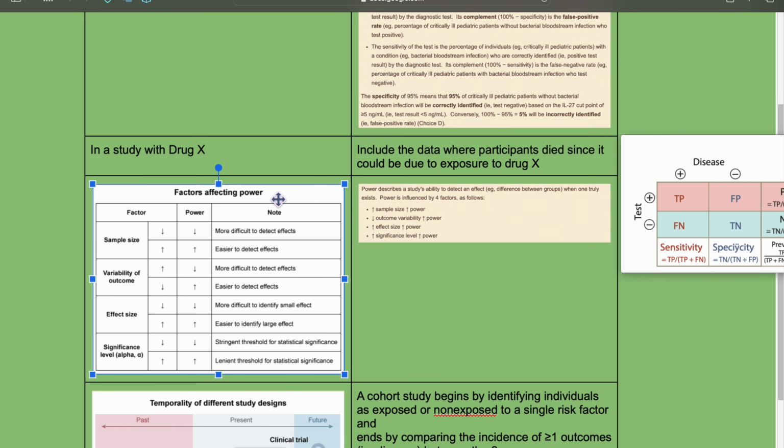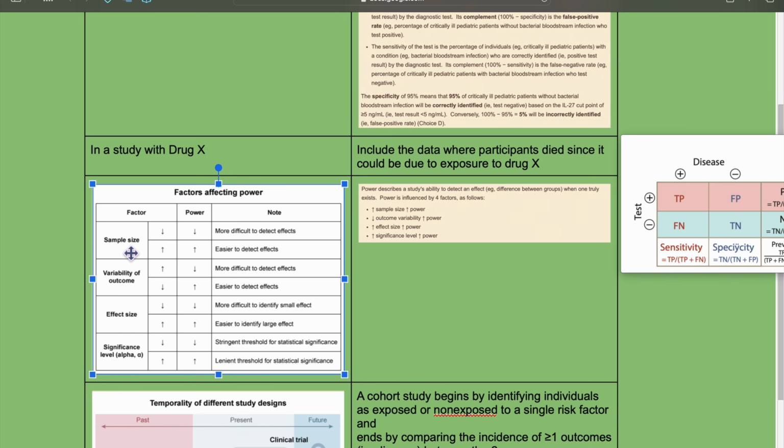Okay. Factors affecting power. You already know these. Sample size affects it. Variability of the outcome. You don't know this one because this wasn't given in step 1. Effect size increases the power, and significance level, or the alpha. These 3 were given in step 1 anyways.